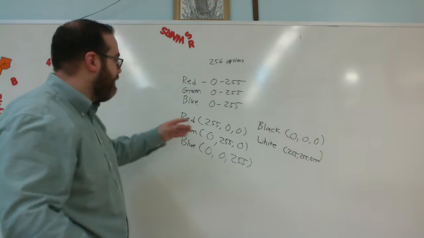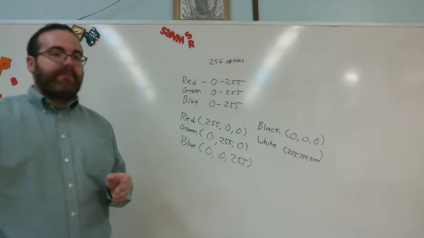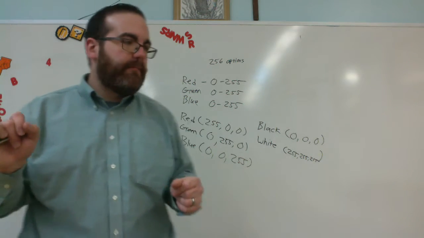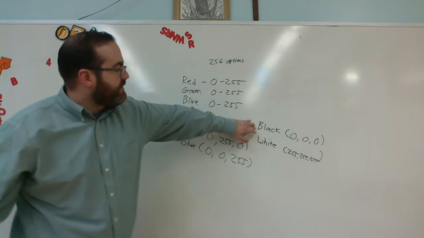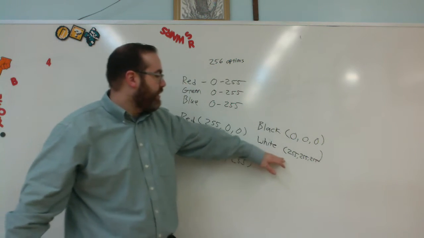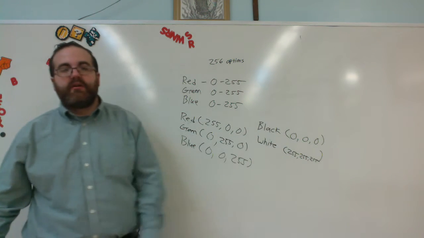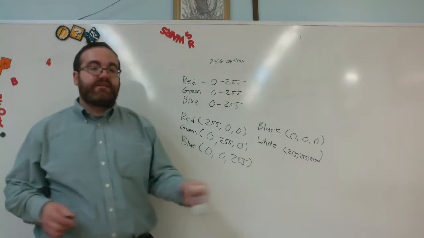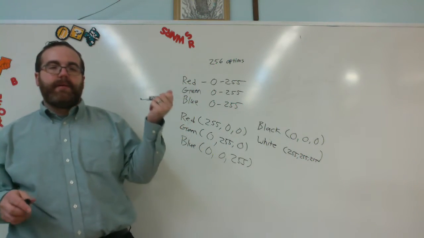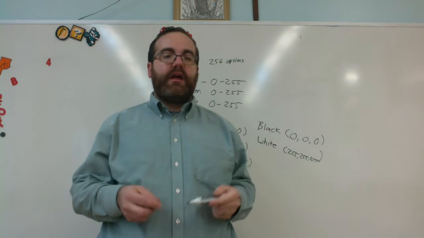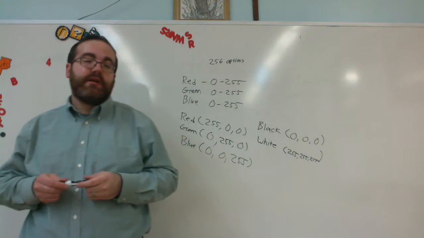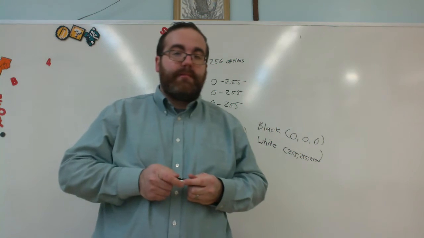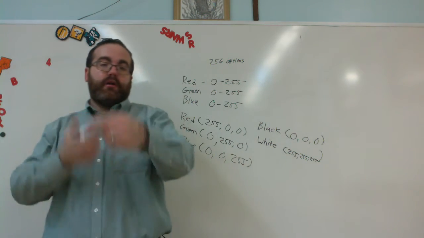Why this format? It matches the same format you had on the side of Photoshop. Black being the absence of all color, 3 zeros. White, presence of all colors, all 255. So your first assignment is to take this same information, but then go out to the internet and find a few other colors and what their numbers might be. And then we're going to talk about converting those.